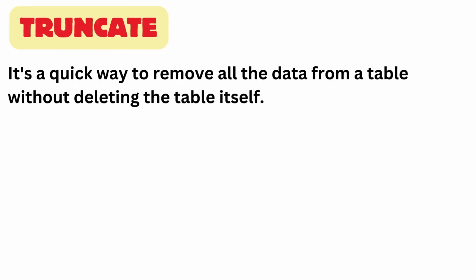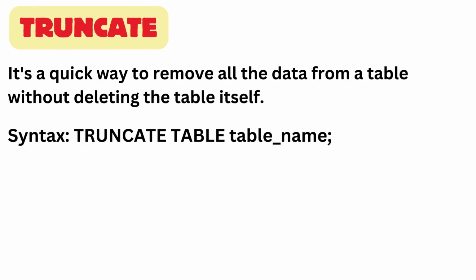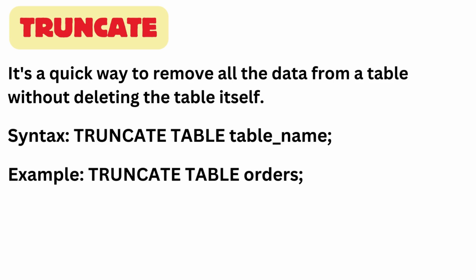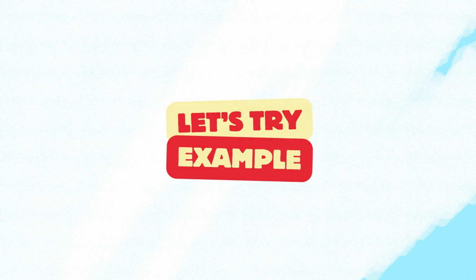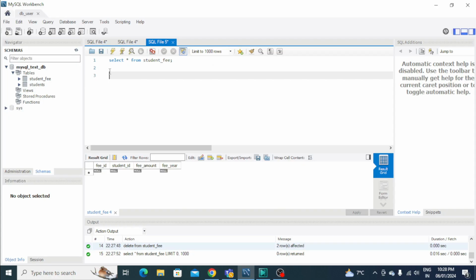So, what is truncate and when to use it? It is a quick way to remove all the data from a table without deleting the table itself. Syntax is quite similar to the delete or drop command. Truncate is faster than delete because it does not log individual row deletions. However, keep in mind that it resets auto-increment values.